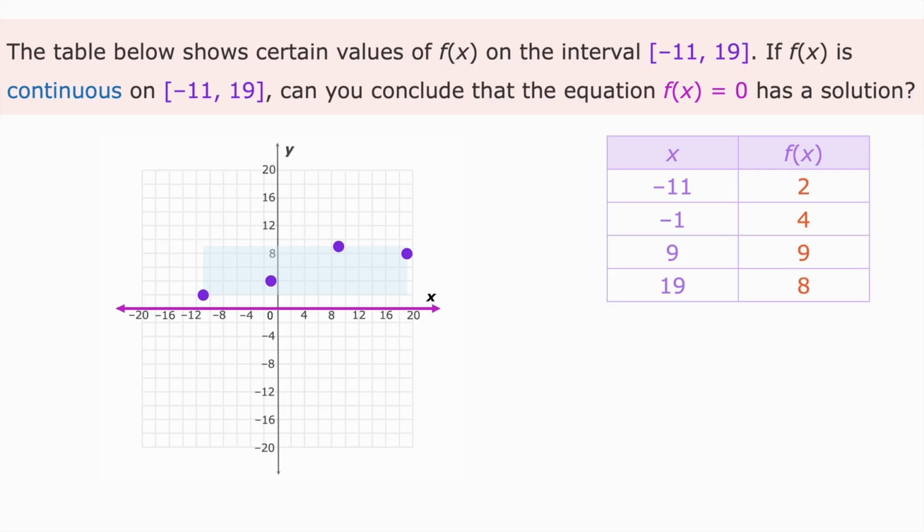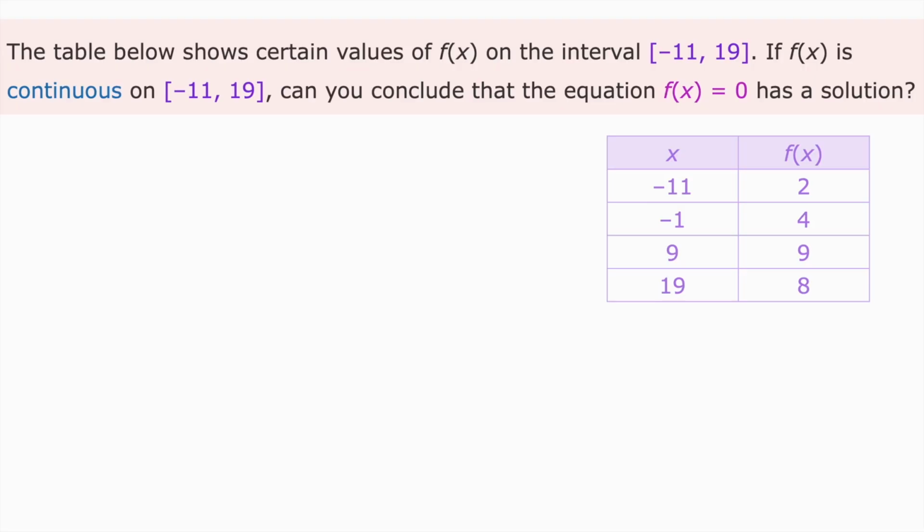So while the graph could possibly touch or cross the x-axis, like this, it could instead look something like this. So it's not guaranteed by the intermediate value theorem that the function will cross the x-axis. Let's consider this more formally. Since f of x is continuous on the interval from negative 11 to 19, we know it's continuous between any two x values in the table.